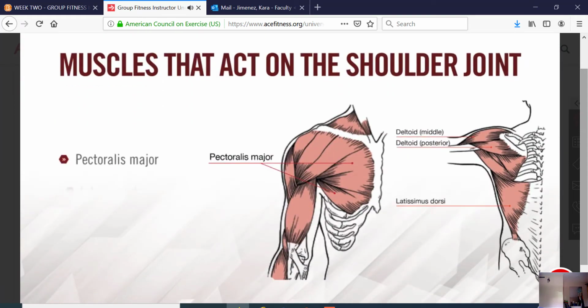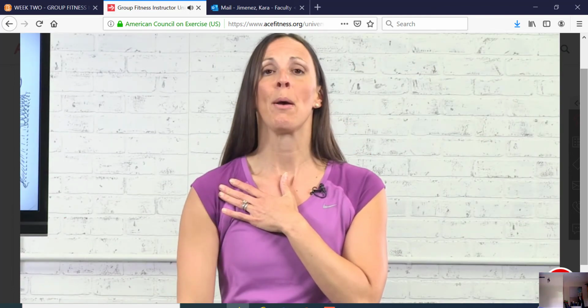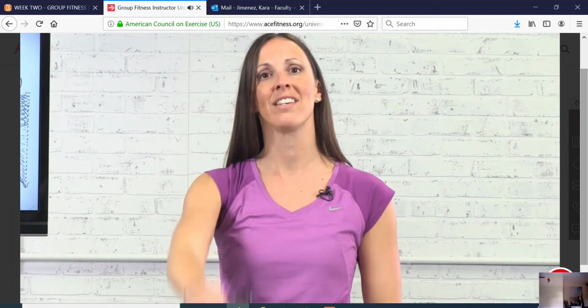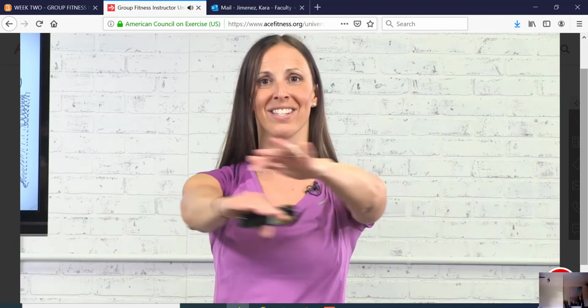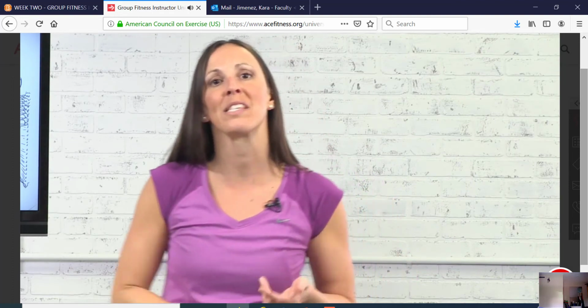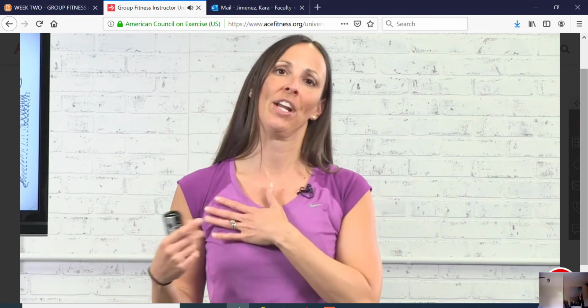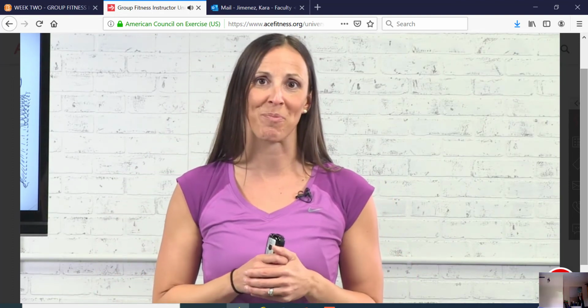There are three major muscles that move the shoulder. The first, the pectoralis major. This is the muscle commonly referred to as the chest muscle. The pectoralis major brings the shoulder into flexion. It brings the shoulder into adduction and horizontal adduction. So exercises like our push-ups and our bench press are going to activate the pectoralis major.